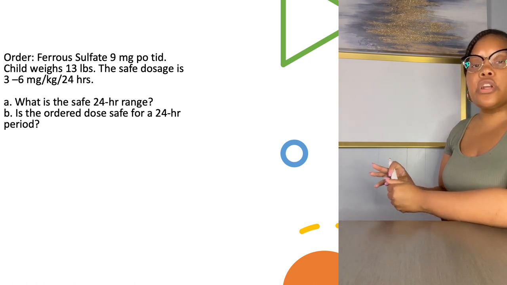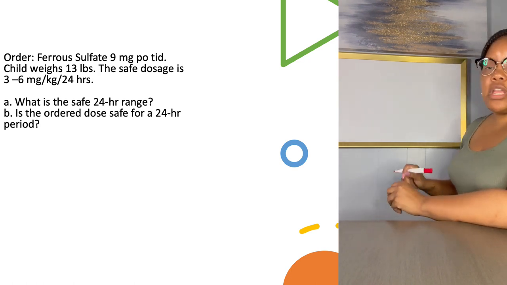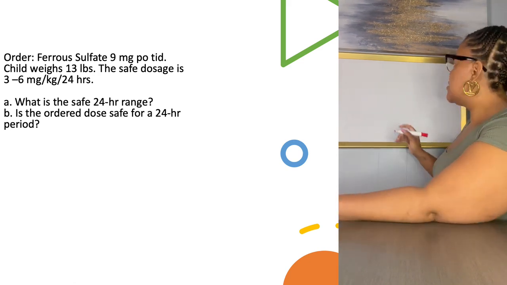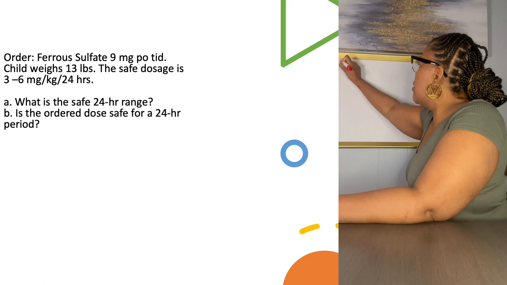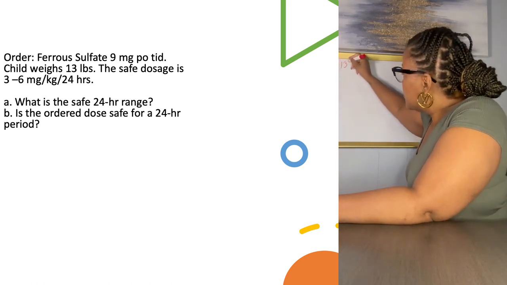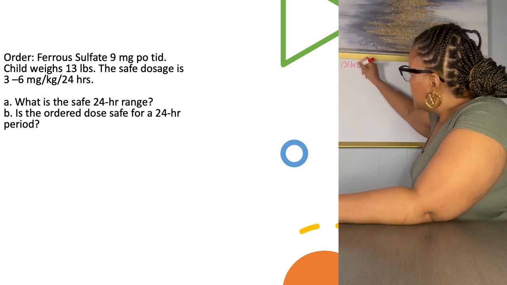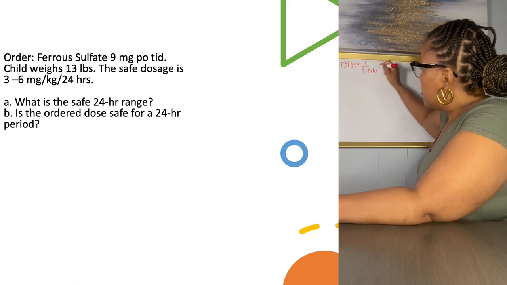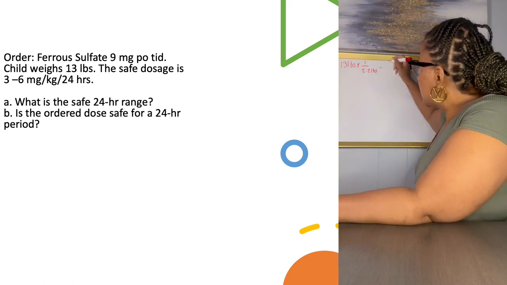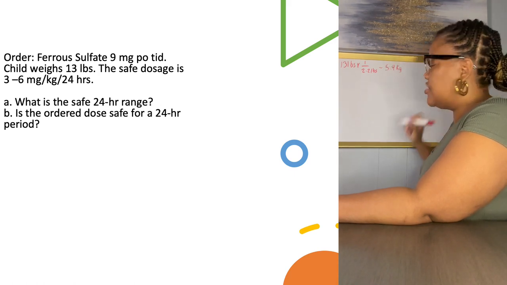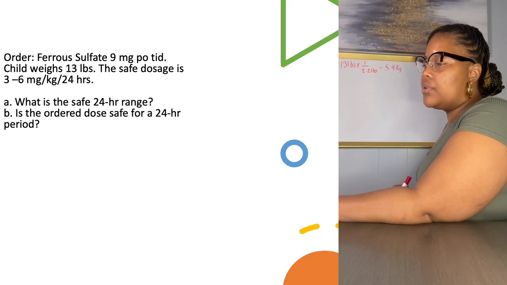All right, so first you're going to start off by converting the weight to kilograms. So that is the first thing you got to do. So the child weighs 13 pounds. So we know that 2.2 pounds equal 1 kilogram. So that's going to give us 5.9 kgs. That's how much that child weighs. All right, now we're able to move on.